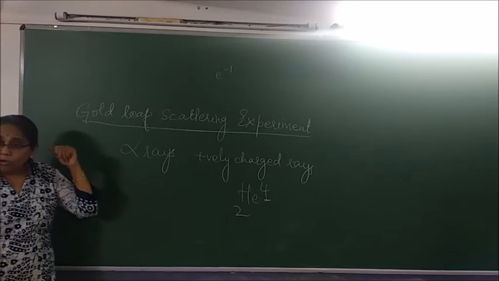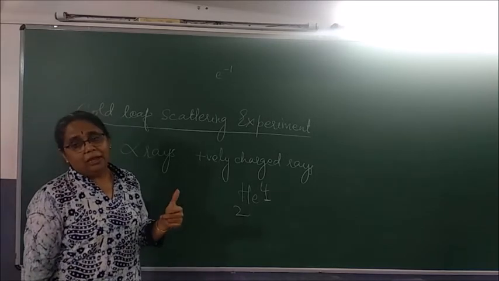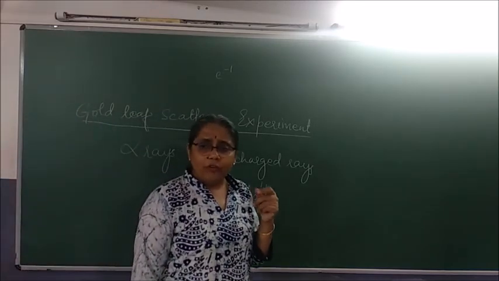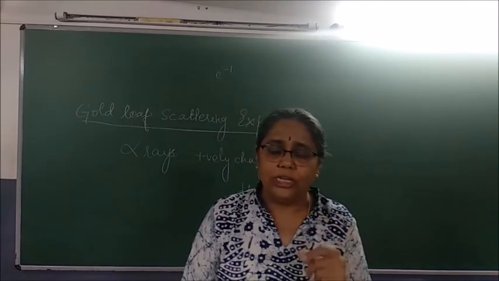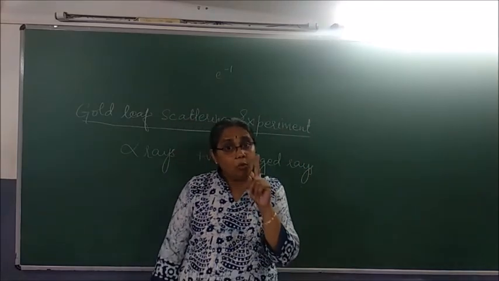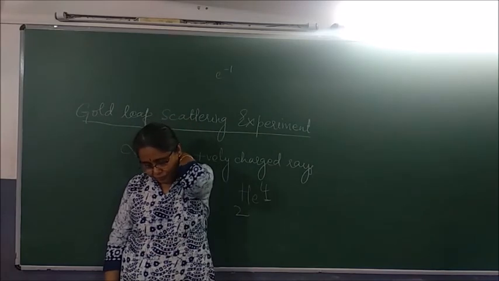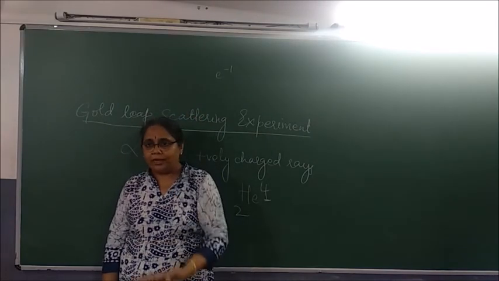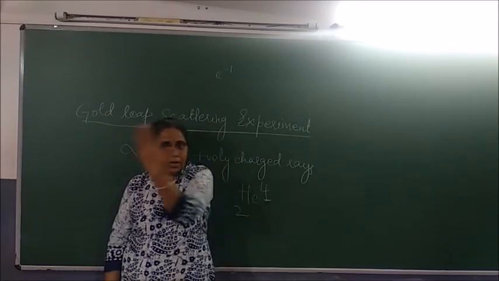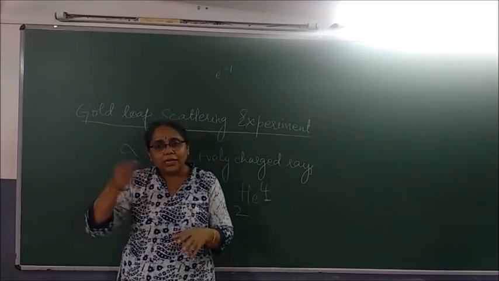And why is gold taken? Because gold is the most malleable metal and it can be drawn into a very, very thin sheet with only one layer of atoms. Not one atom, but one layer of atoms. You can make it so thin.